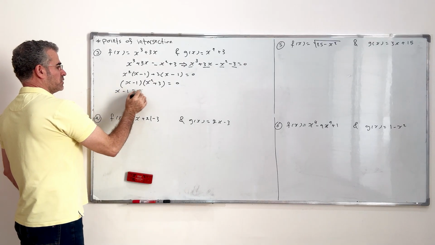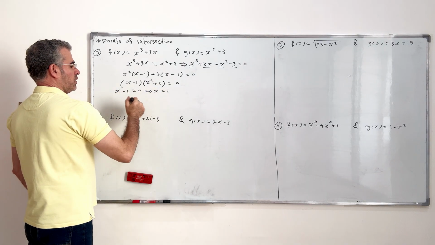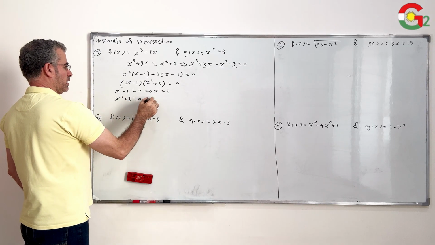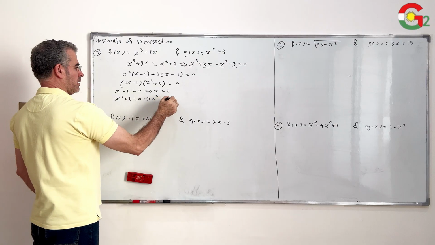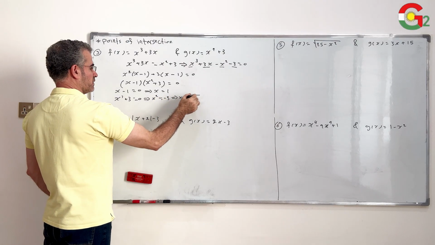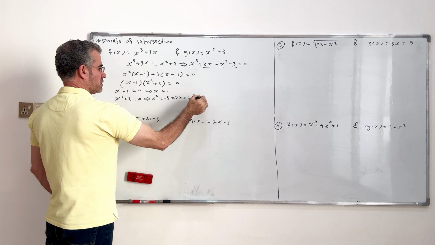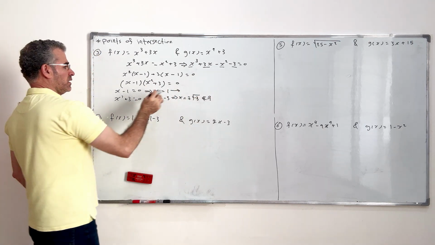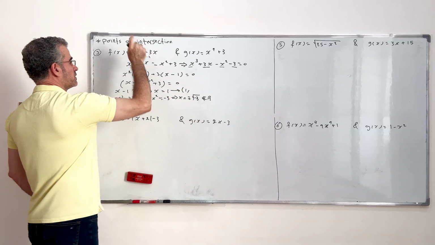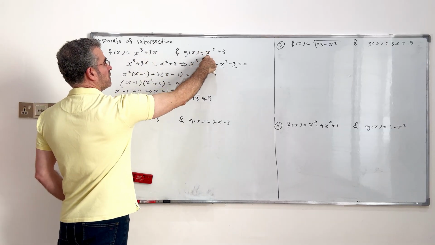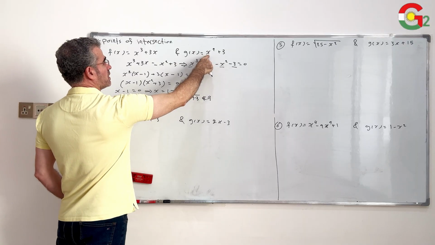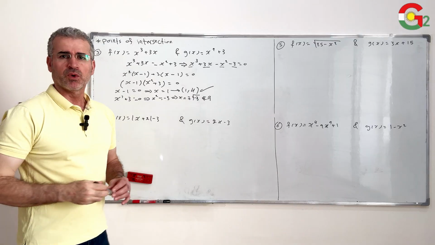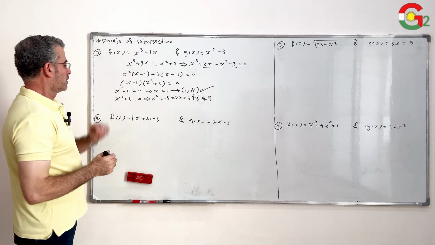Either x minus 1 equals 0, then I'll get x equals 1, or x power 2 plus 3 equals 0, I'll get x power 2 equals negative 3, then x equals plus or minus square root of negative 3. It is not a real number. Then I have one point of intersection. Let me find the y coordinate, substitute 1 here or here. Let me substitute here, it's easier. 1 plus 3, 4. 1, 4 is the point of intersection of these two functions.